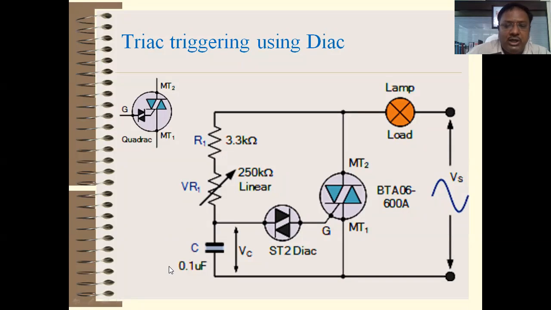So if the voltage across the capacitor is greater than the breakover voltage, or you can say breakdown voltage, of a diac, then the diac turns on. Once the diac turns on, the gate current flows through the diac and is applied to the triac. Then the triac turns on, and then your lamp glows, your device turns on, right? So until and unless the voltage across capacitor C is greater than the breakdown voltage of a diac, your triac remains off. So you can control.